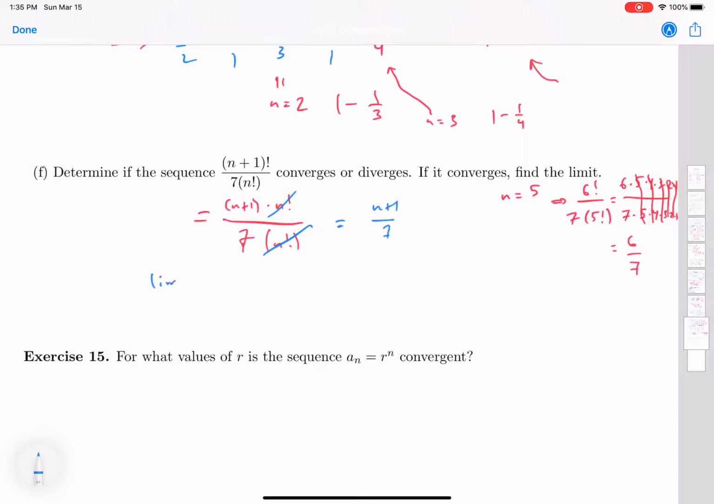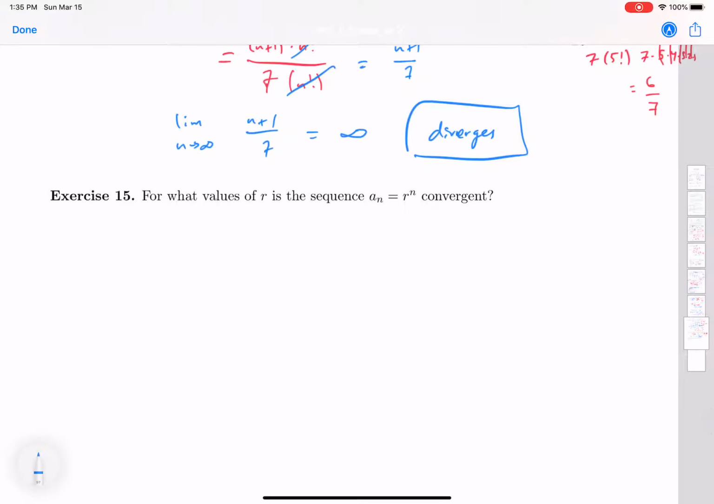And if I take the limit as n goes to infinity of n plus 1 over 7, I just get infinity. So this, in fact, diverges. There is, in fact, no limit.